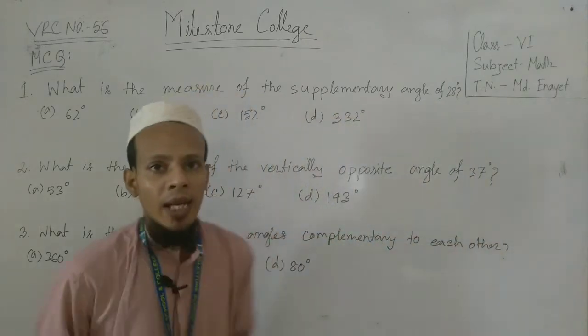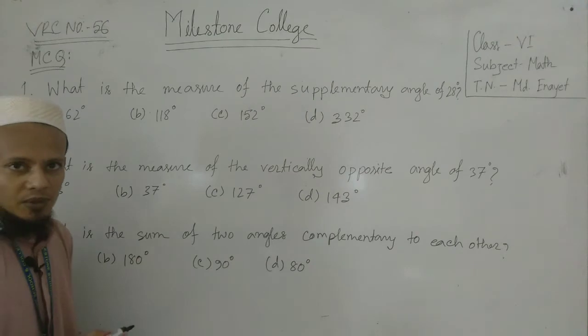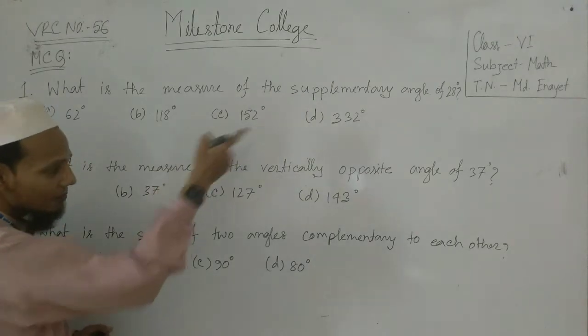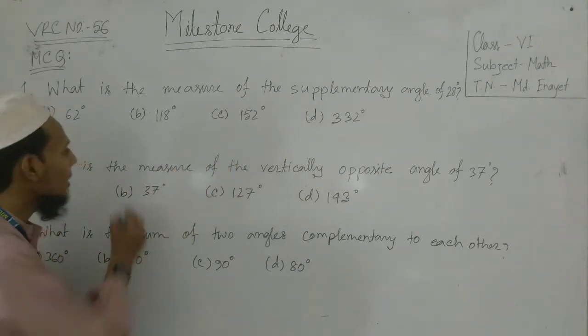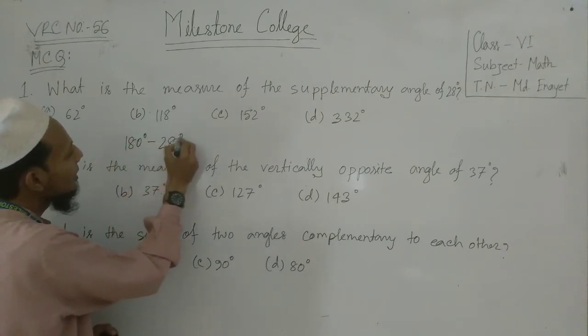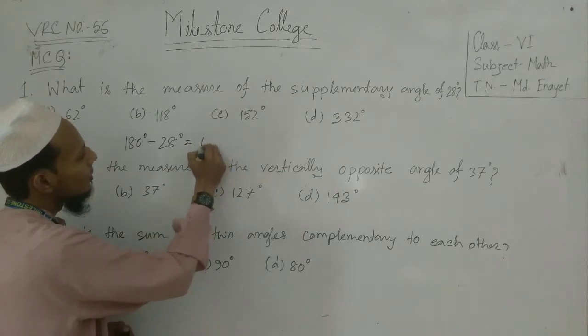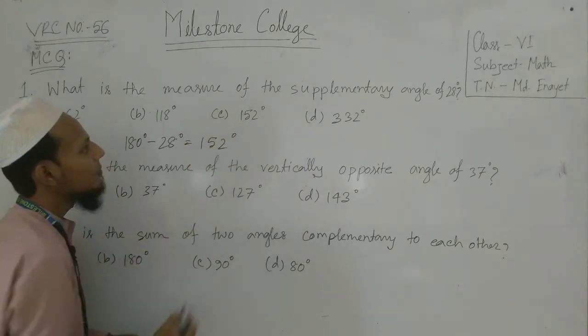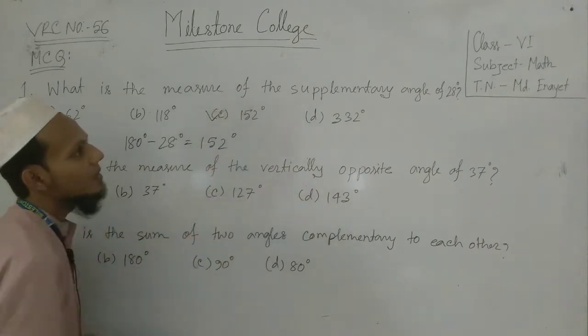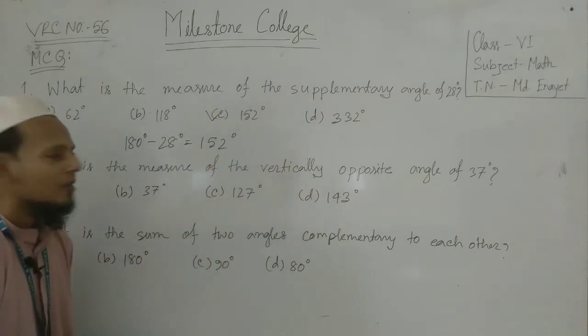So according to the information, 180 degree is the sum of two supplementary angles. So if we subtract this 28 degree from 180 degree, that is 180 minus 28 degree, we will get the answer. The answer will be 152 degree, that is option C is the correct answer. I hope all of you have understood.